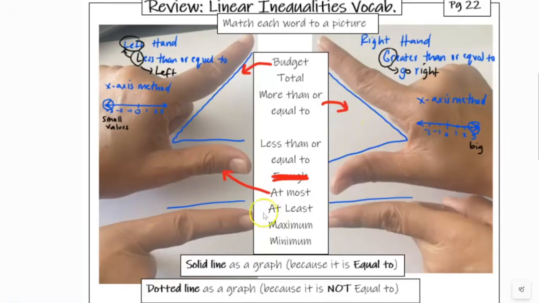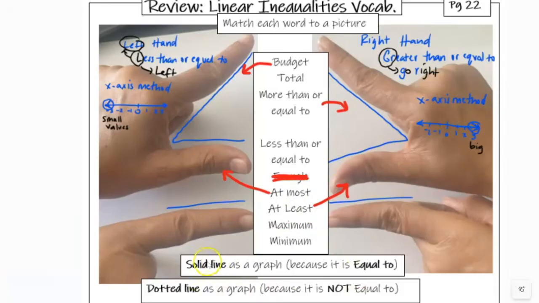I'm going to do the next one too, and you can do the last two. At least, I have at least $20. At least means I don't have anything less than 20. So I have 20, 21, 22, 23. What happened to my numbers? They're getting big, going in this direction. So the arrow looks like this, or you can think greater, go right, and you're on this side. So at least is on this side. Then go ahead and complete those last two.